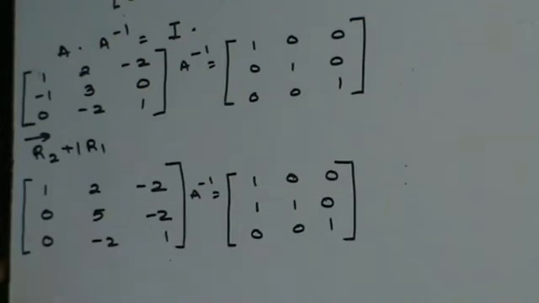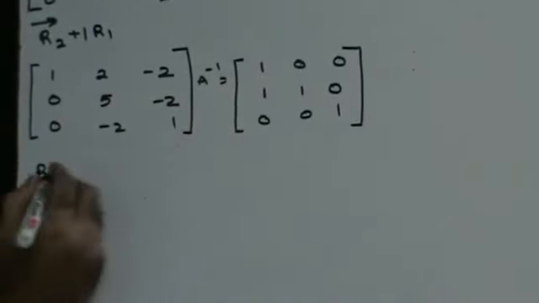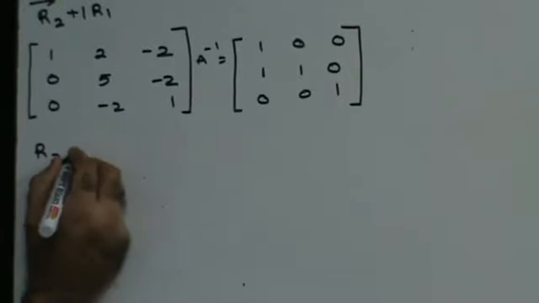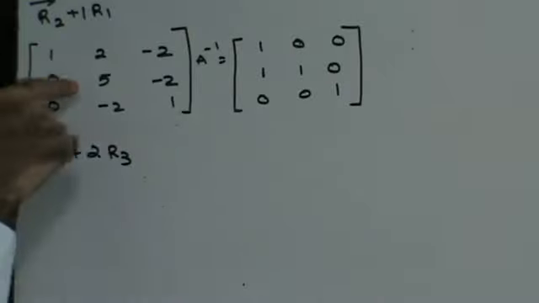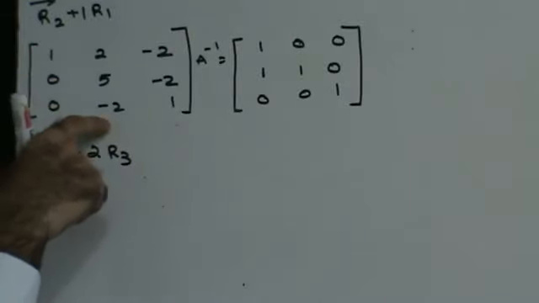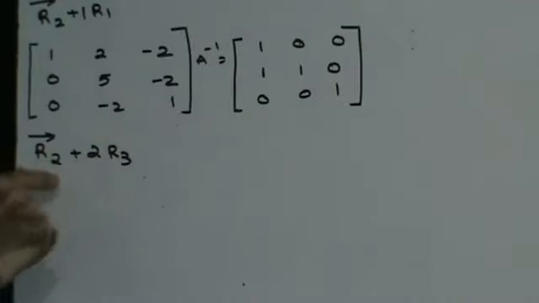Now the number in position 5 has to be converted into 1. Right? The formula says that the number in position 5 has to be converted into 1. Now where is this number? In the second row. If I do R2 plus 2R3, R2 is 5 plus 2R3, 2 into minus 2, that's minus 4. So 5 minus 4 will give you 1.